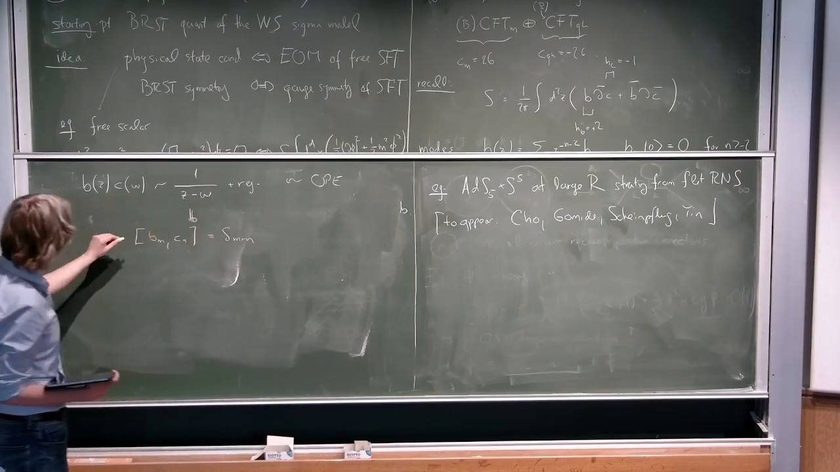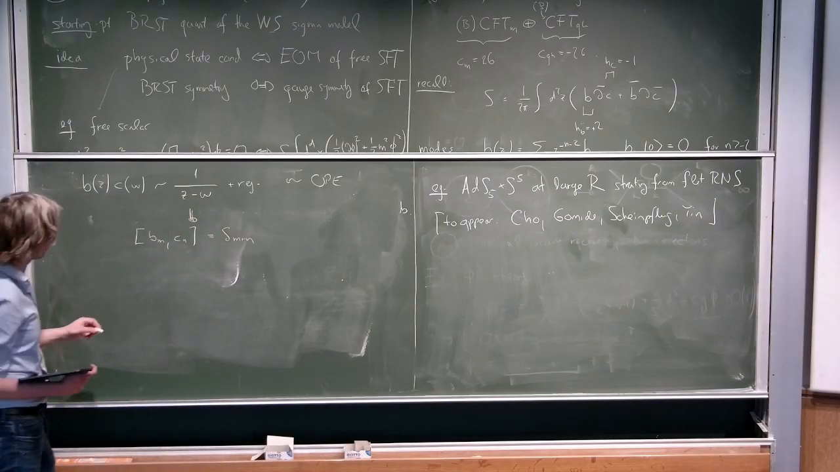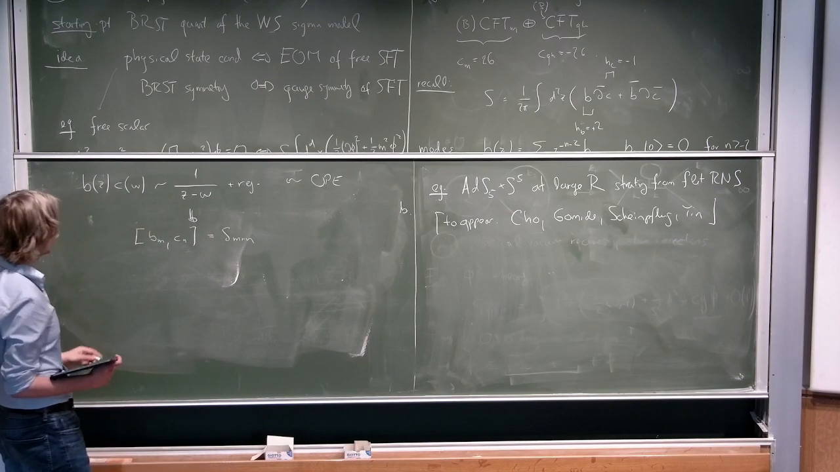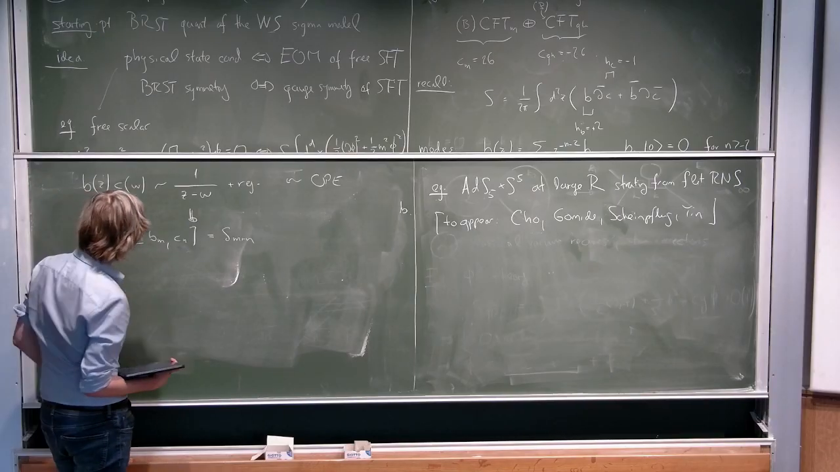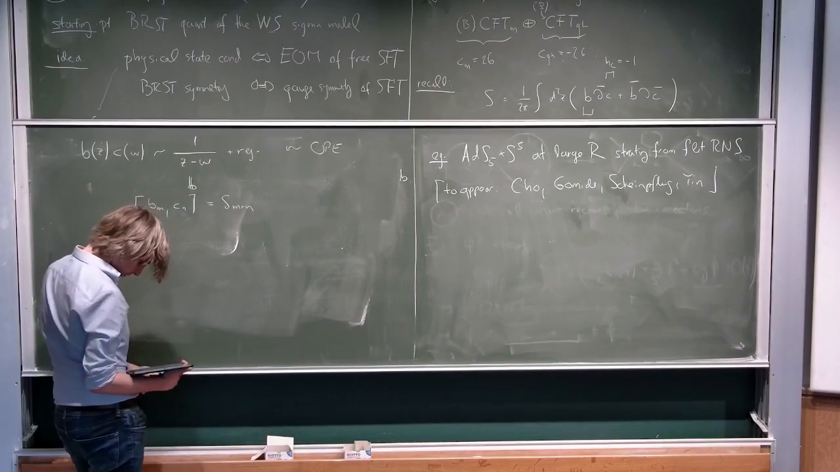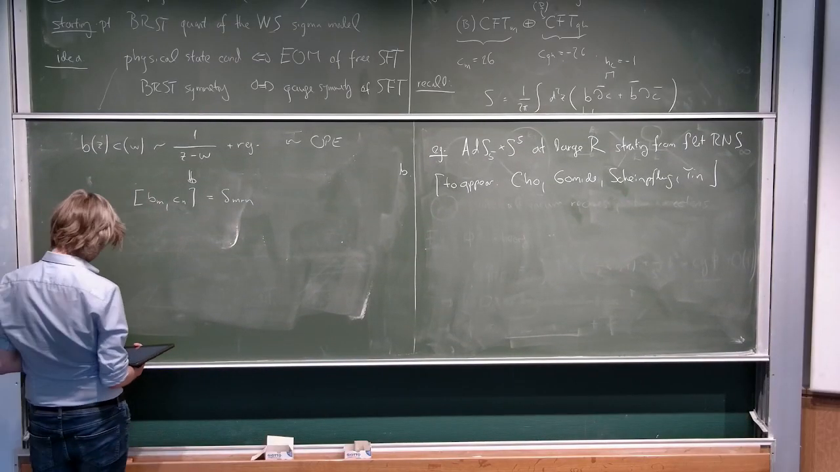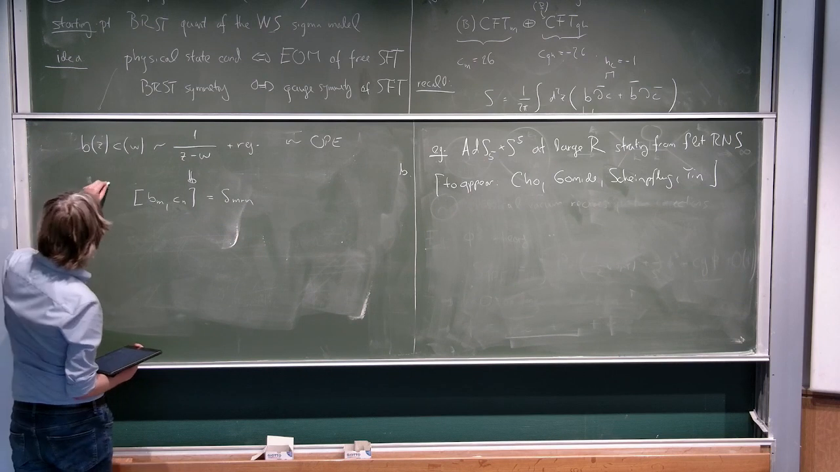I will never use the curly brackets for anticommutator. I will always assume that I know what the Grassmannality of the modes is, and I will just write it as a commutator, thinking of it as graded.